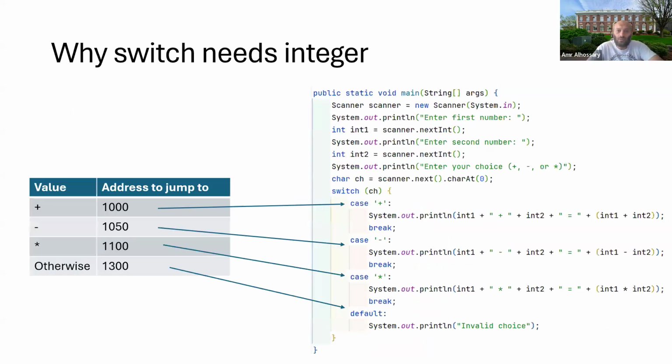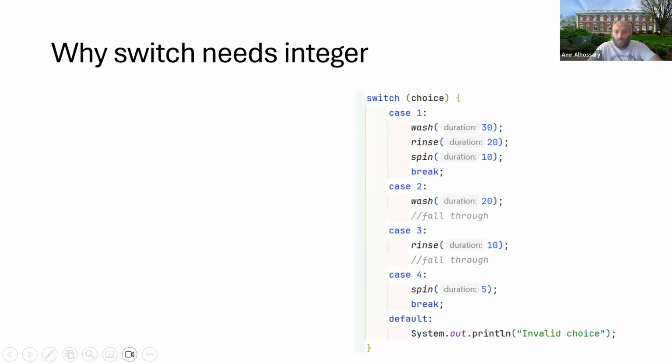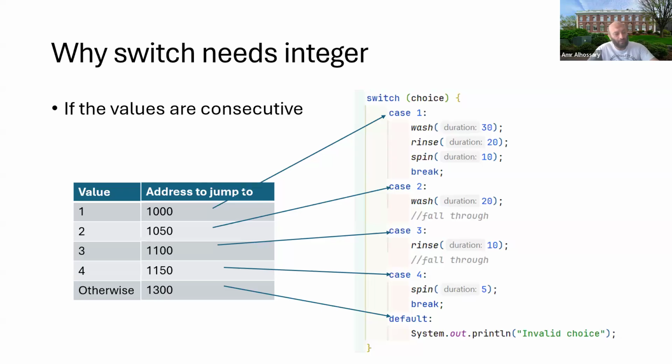Here, I used characters plus, minus, and asterisk. Here I use just integers. And if the integer values are consecutive, this is a table comparable to the previous one, right? 1, 2, 3, 4, otherwise, right? Now, here is the more advanced part, which can make your program even faster.